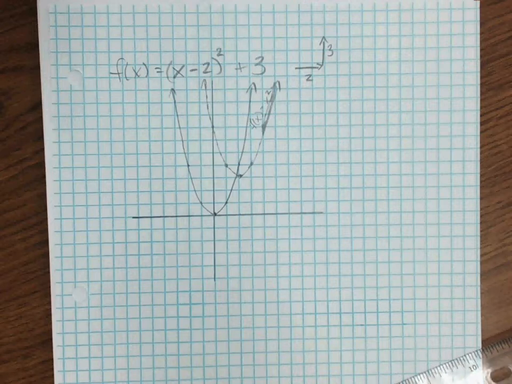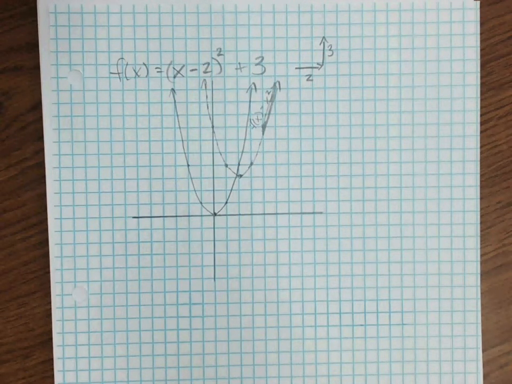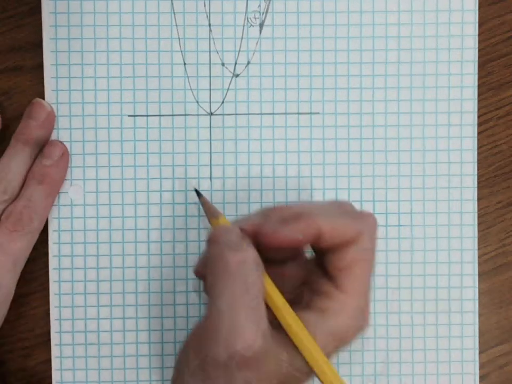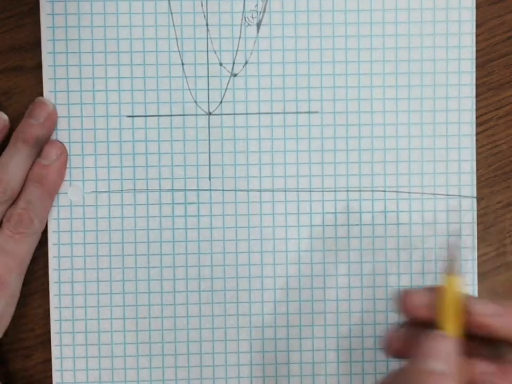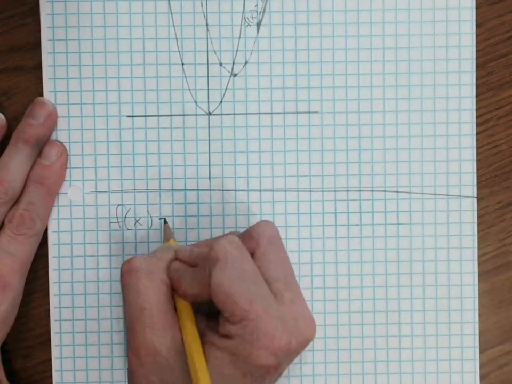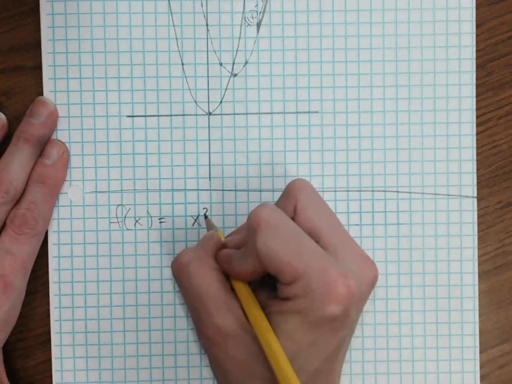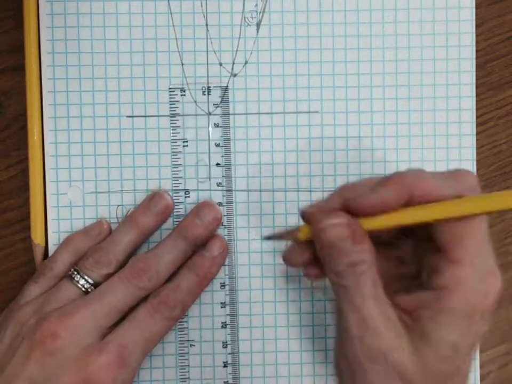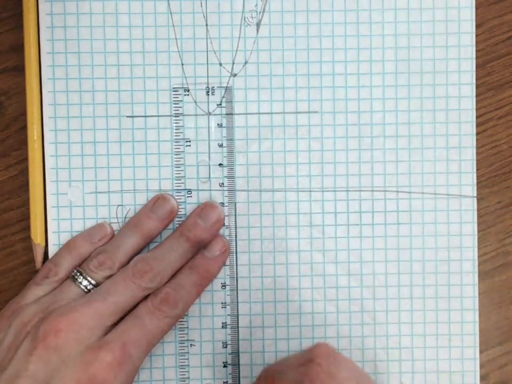Okay. So looking at how those change my function, the next thing that we have to look at is what does that a really do to our function? So if I've got f of x is equal to x squared, let me get that on there again. I want to look at that parent function first so that I can see what the rest of them are going to do.